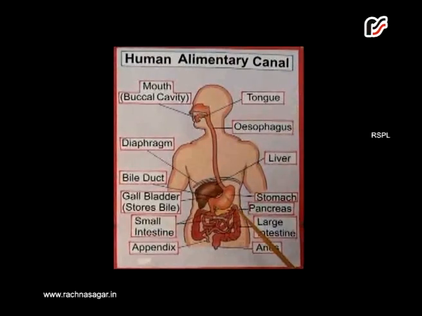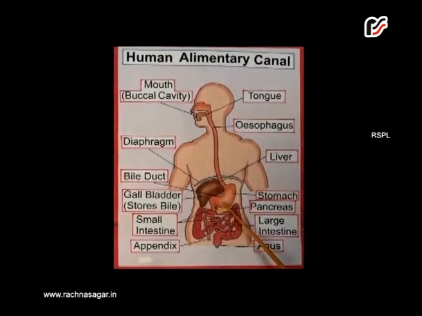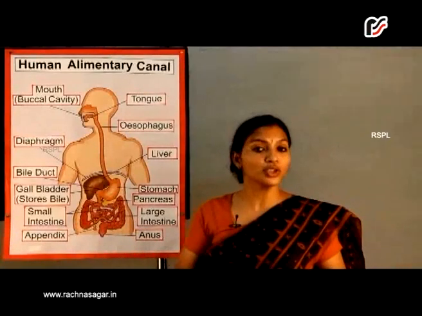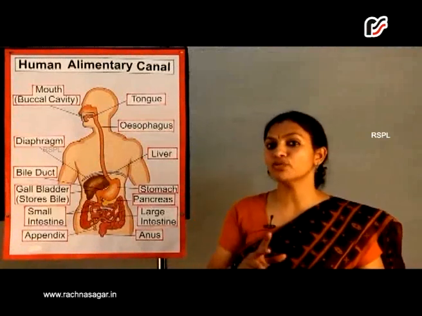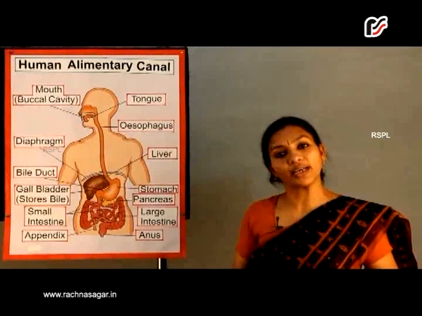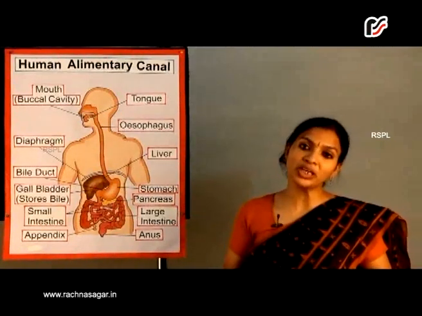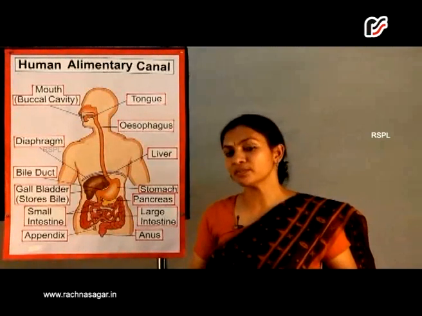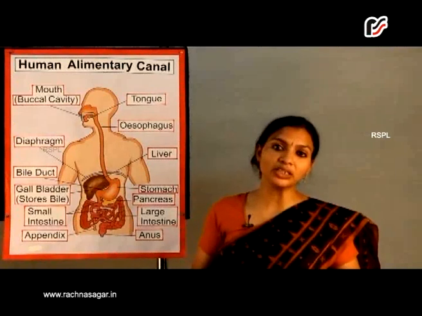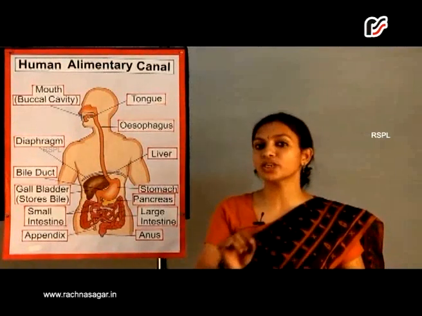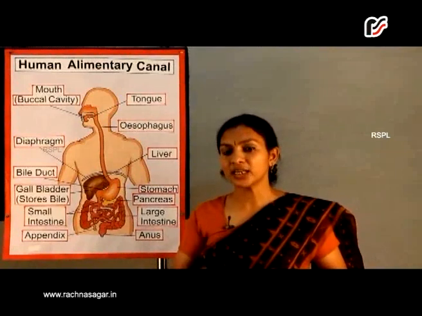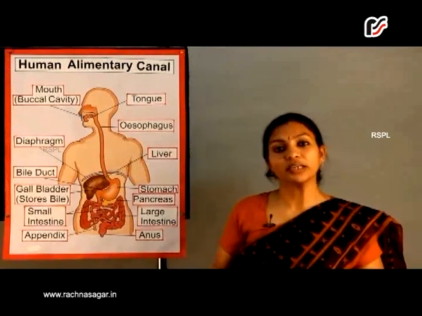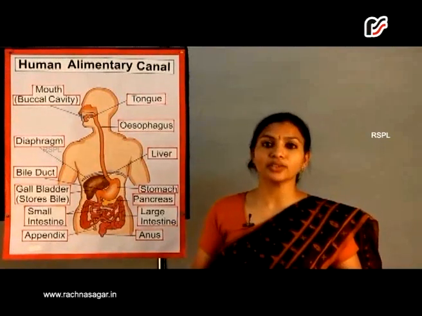For example, what is the function of hydrochloric acid in the stomach, which is a part of the gastric juice? Hydrochloric acid performs two functions. First, it creates an acidic medium in which the inactive protein-digesting enzyme pepsinogen is converted into active pepsin, so that digestion of proteins can occur. So proteins are converted into peptones. Second, harmful bacteria found in the food are killed by hydrochloric acid.